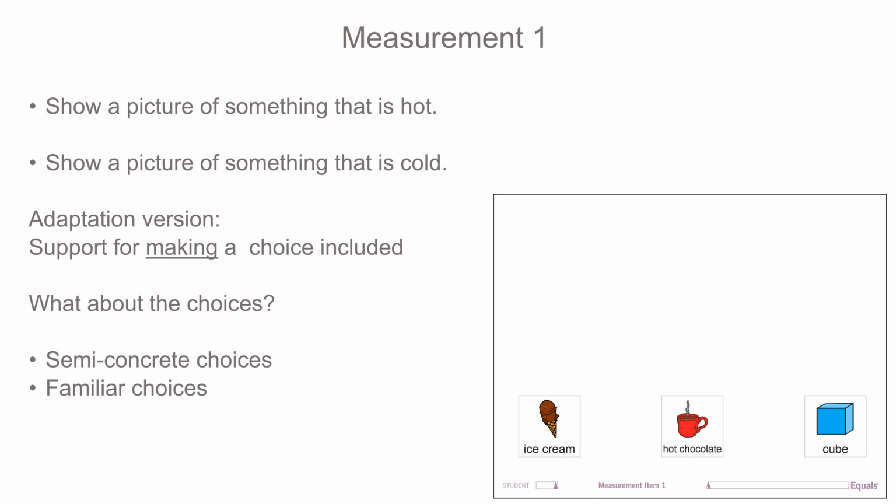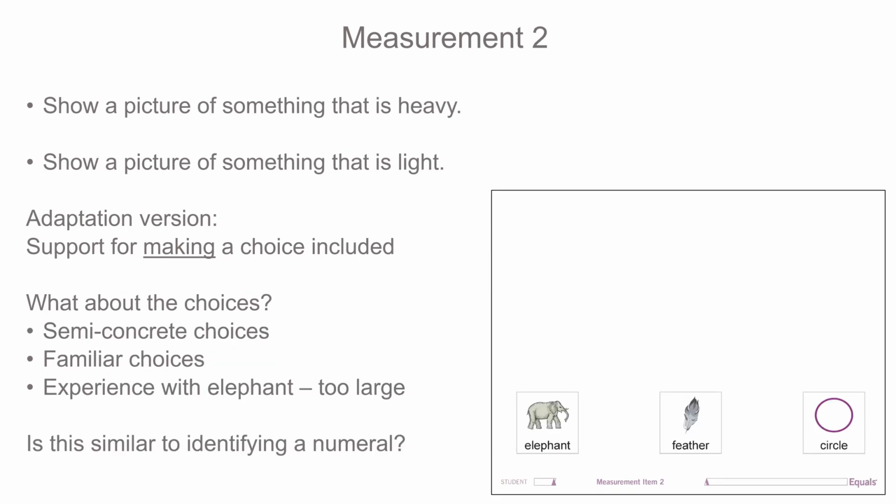Now that's more measuring hot and cold. Does my student understand that? Now I'm giving my student all due opportunity. I can do the same with the picture of the elephant and the feather, heavy, light, in a circle. So, show a picture of something that is heavy. Well, there are a lot of students that would get that an elephant is heavy, but I had students that would not have gotten that.